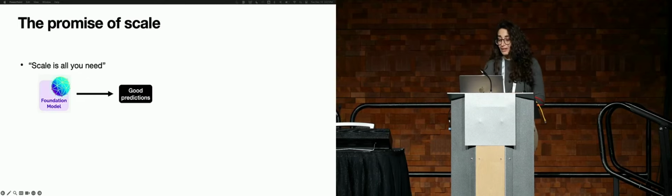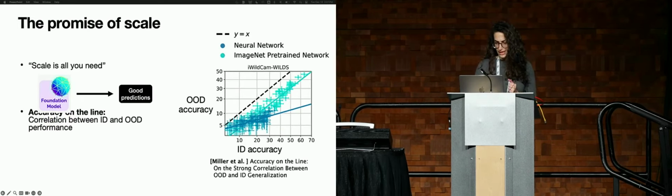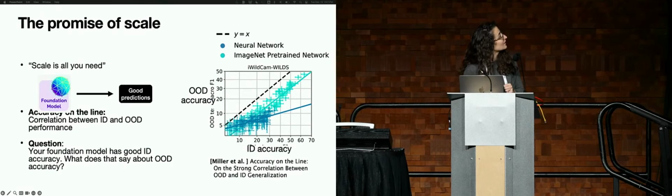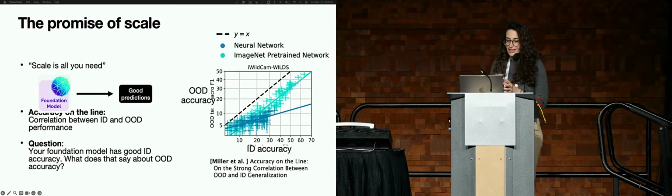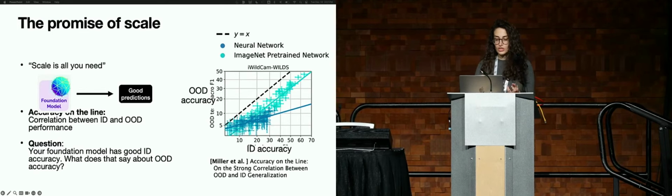This has been supported empirically, to be fair, using the notion of accuracy on the line or accuracy on the curve. Okay, something is off with the slide. Accuracy on the line just refers to the fact that the correlation between in-distribution and out-of-distribution performance is high. So if a model does really well in distribution, it will do really well out of distribution.